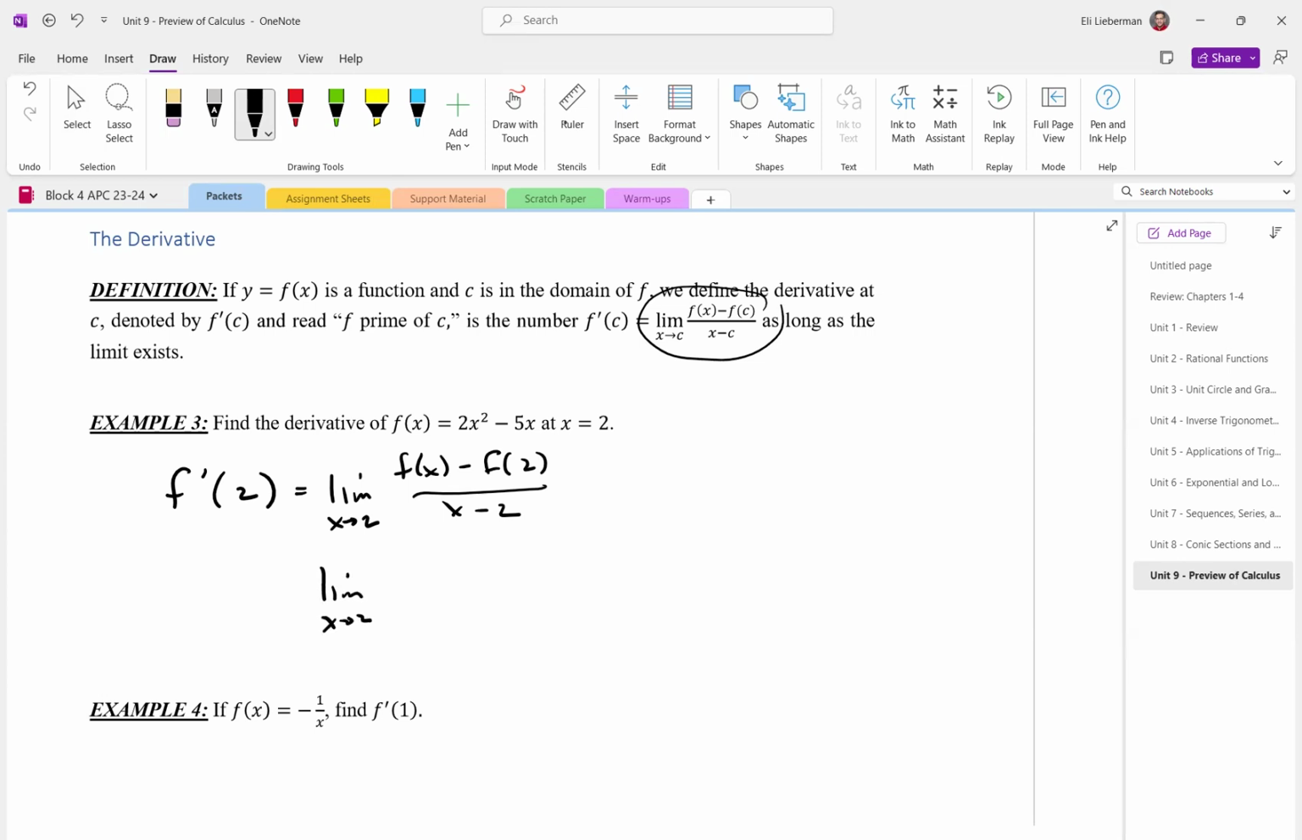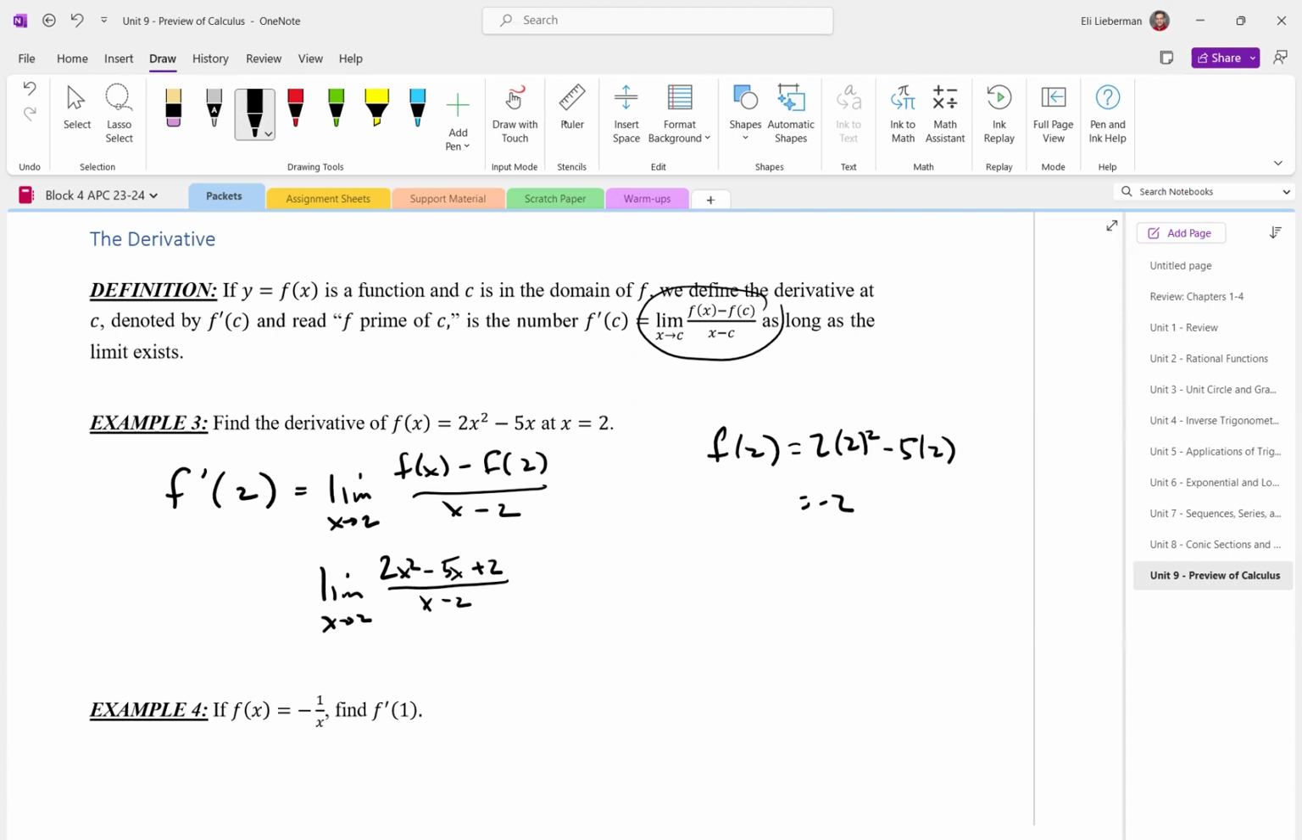So you said x approaches 2. I put for f of x, 2x squared minus 5x. So then the minus f of 2. Well, we have to figure out what f of 2 is, right? So how do you figure out what f of 2 is? Plug it in. So we get 2 times 2 squared minus 5 times 2, so that's minus 2. So this is minus minus 2, plus 2 on the top, and on the bottom is x minus 2.